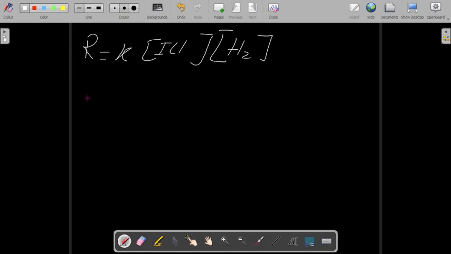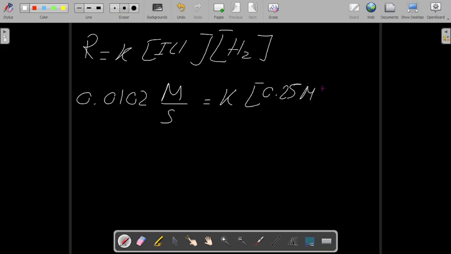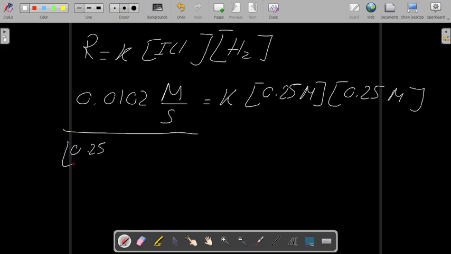In trial 1, the rate is 0.0102, and the units are molarity divided by second. K is the unknown. The concentration in trial 1 for the first reactant is 0.25 molarity, and the concentration for the second reactant is also 0.25 molarity. Well, divide all of these by 0.25 molarity, divide by 0.25 molarity.